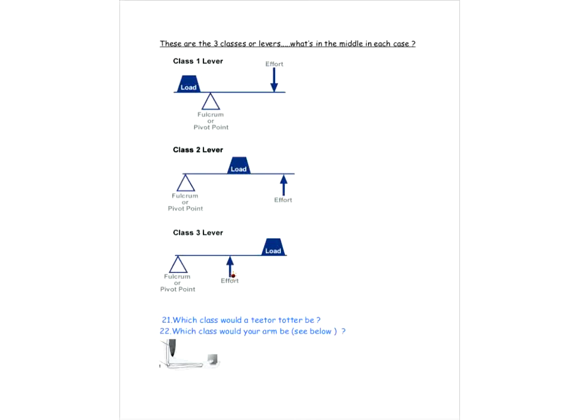Okay? So, which type of lever do you think a teeter-totter would be? Class 1, 2, or 3? And which type of lever do you think your arm would be? Class 1, 2, or 3? All right, so think about that.